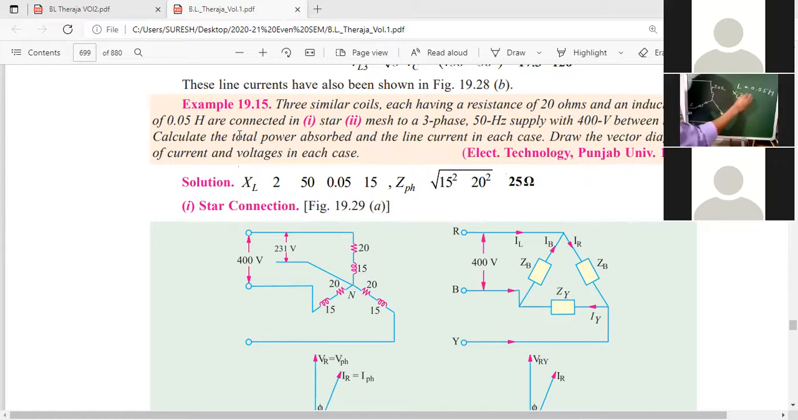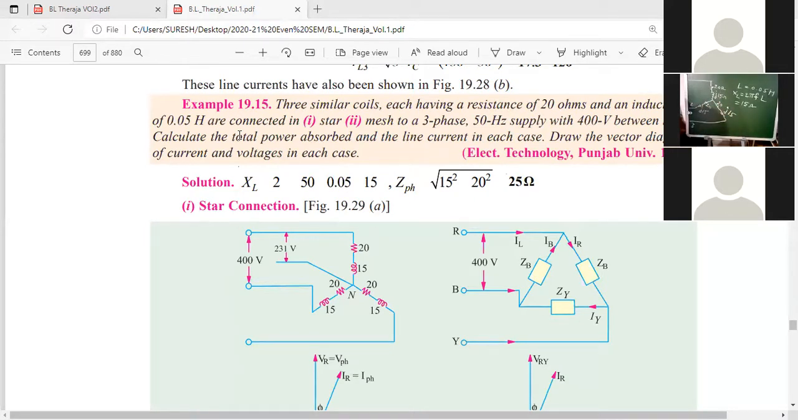Therefore, XL is equal to 2 pi FL. What is the frequency given in the problem? 50 hertz. L is 0.05. If you multiply F and L with 2 pi, you'll get 15 ohms. Therefore, this is j15 ohms. So the impedance is 20 + j15. This is the star connection.